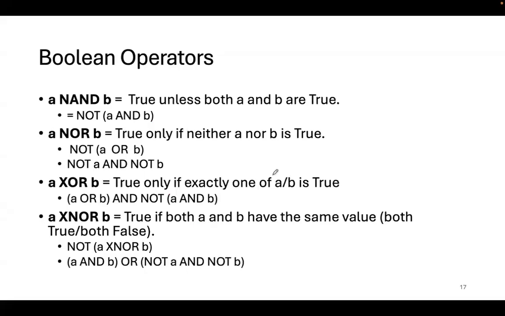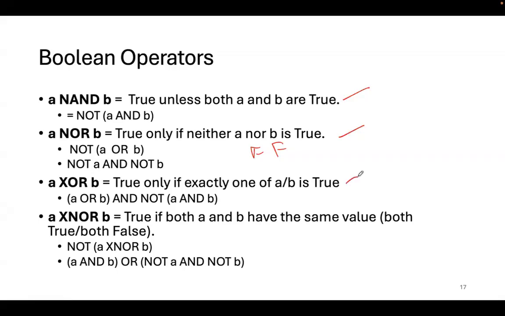There are operators like NAND, which is true until both A and B are true, and then it switches to false. NOR is only true if neither A nor B is true. So only if A and B are false is NOR true.